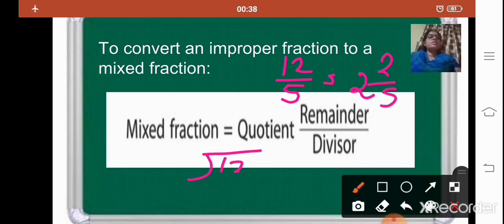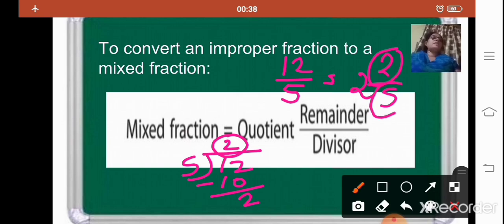When you divide 12 by 5, 5 2s is 10, 12 minus 10 is 2. Now the quotient is 2, so you will write it as a whole number. Then the remainder 2 you will write as a proper fraction upon the divisor, that is 5. So to convert an improper fraction, you will use this formula: mixed fraction is equal to quotient, remainder upon divisor.